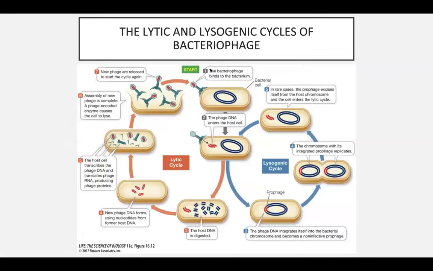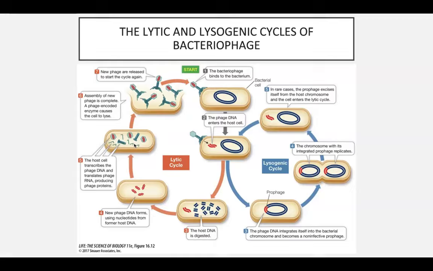As you see here, there's also the lysogenic cycle. These two work in conjunction with each other, and they both have the same start point. The bacteriophage binds to the bacterium. Phage DNA enters the host cell. As mentioned in the lytic cycle, host DNA is digested. New phage DNA is transcribed from the early genes, and then the late genes help produce these phage proteins and viral capsids.